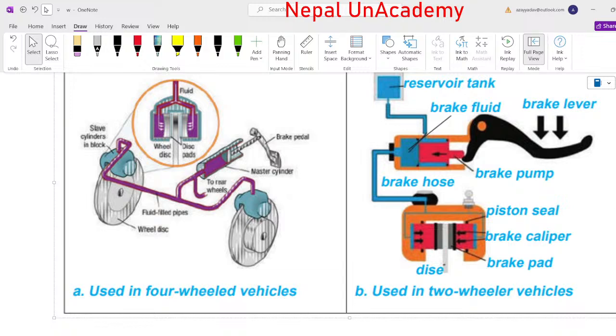By applying a small force on a small piston, the pressure generated by pushing the fluid inside it is transmitted, and a larger force is applied to the large piston connected to the brake cylinder. Due to this, a vehicle moving at high speed can stop instantly. That's all we have seen.